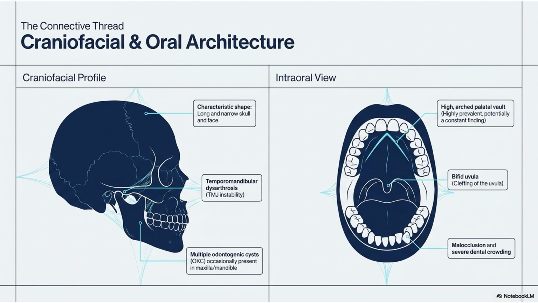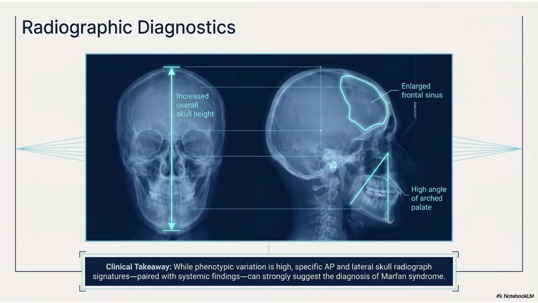A high-arched palate is very common and may even be a constant finding. Patients can also present with a bifid uvula and malocclusion. Occasionally, multiple odontogenic cysts may occur in the maxilla and mandible. Another finding that may be present is temporomandibular dysarthrosis. Radiographically, skull radiographs may reveal a high-arched palate, increased skull height, and an enlarged frontal sinus.